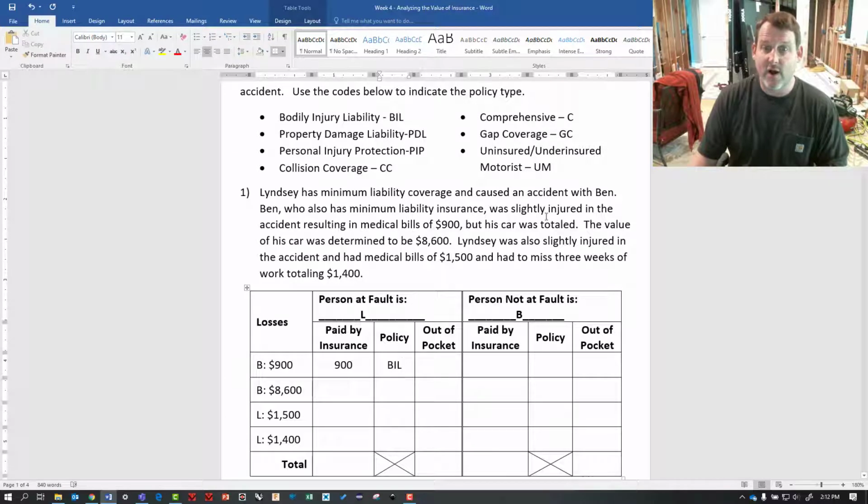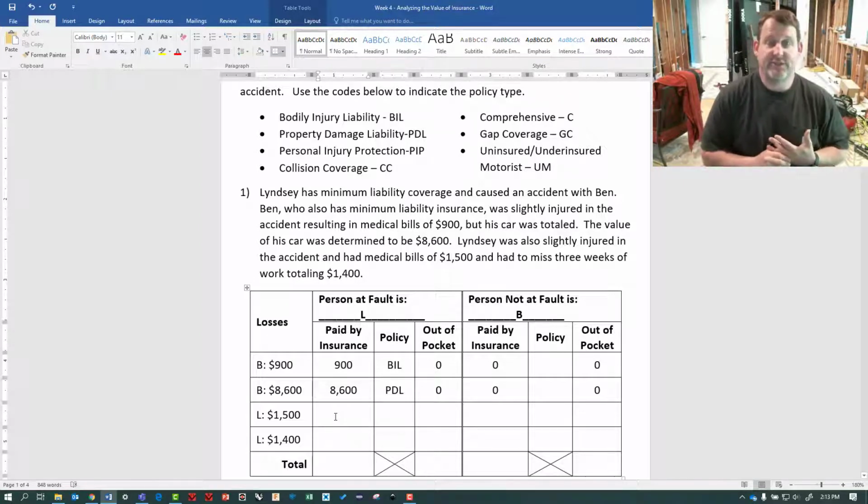The car was also totaled, and remember, property damage liability is a minimum of $10,000 of coverage. She has that, so the full $8,600 of Ben's car crash is going to be covered by Lindsay's insurance, and this is going to be property damage liability, PDL coverage. That leaves Lindsay's out-of-pocket for that part of the accident as 0 and 0. Now, Ben paid by insurance: his insurance isn't going to pay anything because he wasn't at fault in this case, and his out-of-pocket is also 0. So right now Ben has had to pay nothing. That's good for Ben, right?